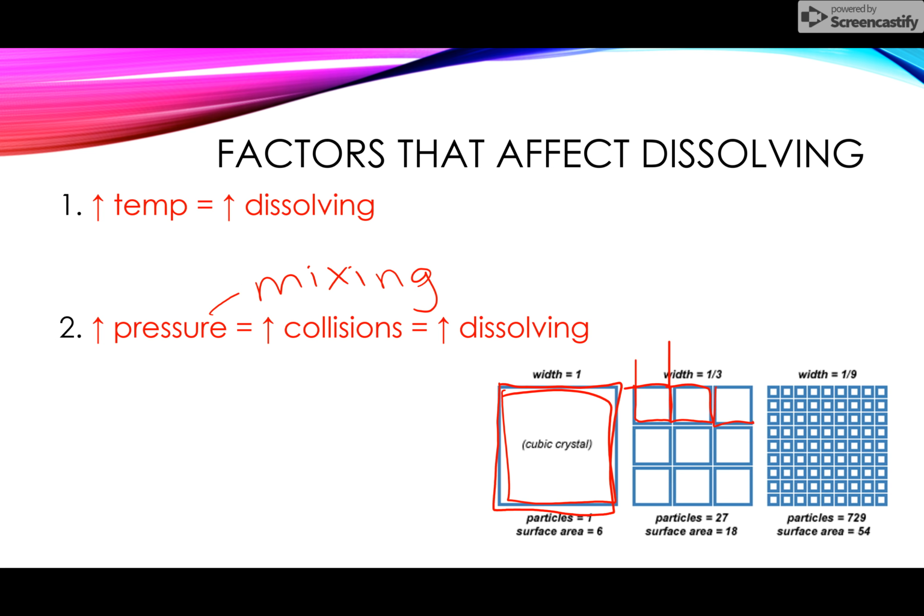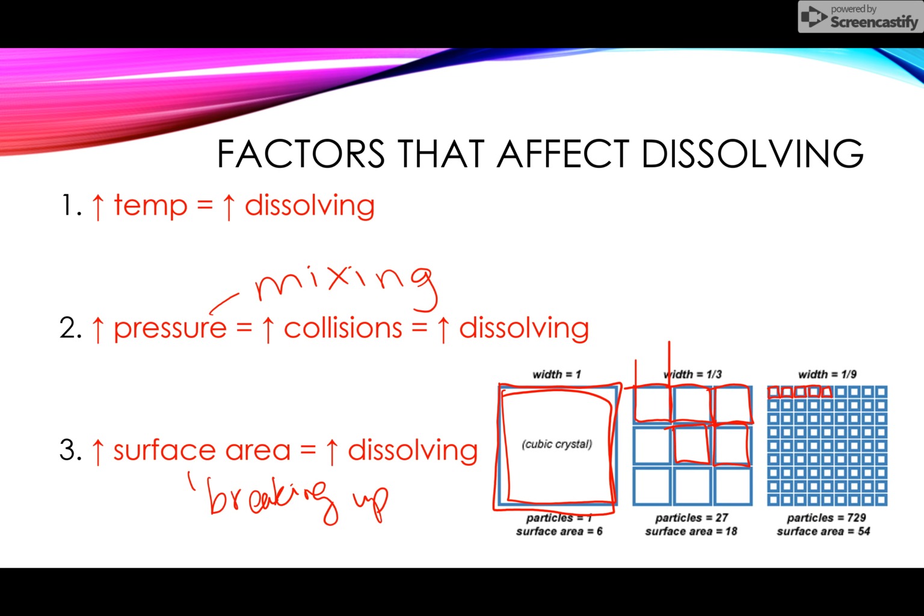The four sides of each box are exposed. That's more surface area. Well, the last picture has even more sides exposed. And because more sides are exposed, the sugar can dissolve even faster. So, this is called increasing surface area, increasing dissolving. The way we increase surface area is by breaking something up. Just like sugar, you can break it up into smaller pieces.